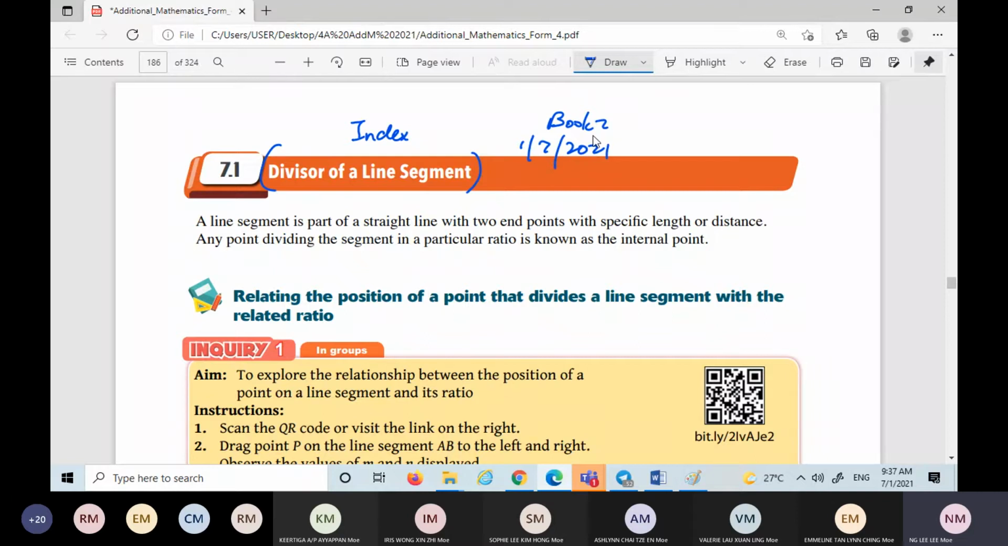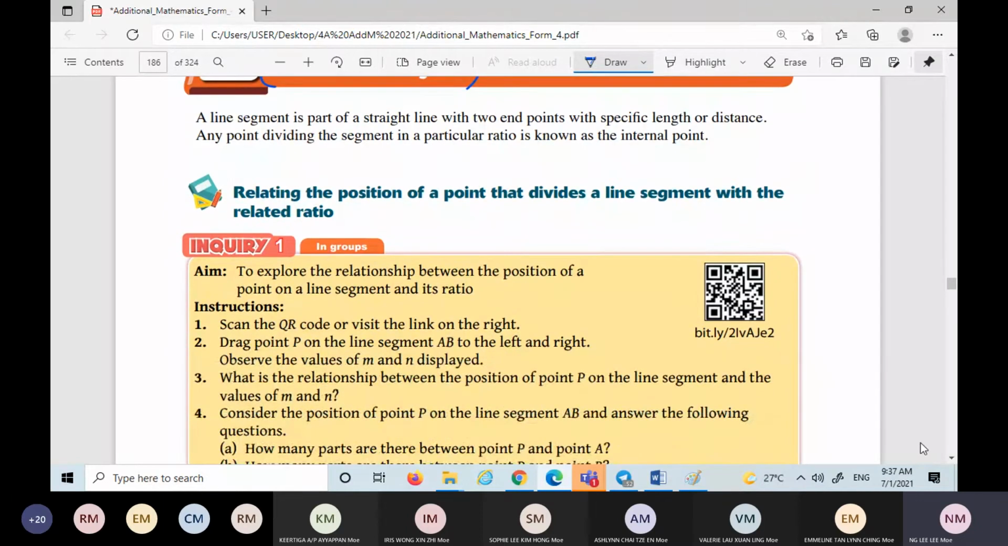Don't know when you can go back to school. Maybe Form 5 will go back first. We are not sure about Form 4 lah.